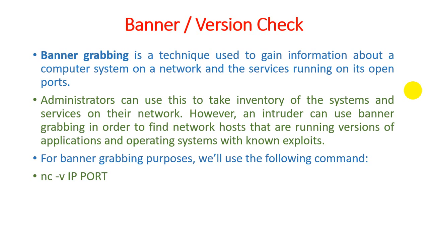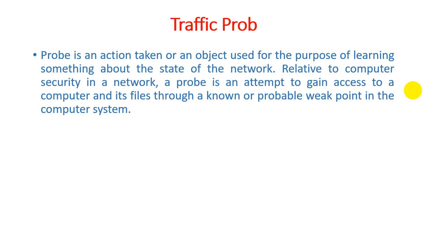So guys, I think you now know how to check a version on a particular system for a particular port number. Now we discuss the second point of today's video lecture, known as traffic probes. A probe is an action taken, or an object used, for the purpose of learning something about the state of the network. It means we gain information about the network and connected hosts within the system network.